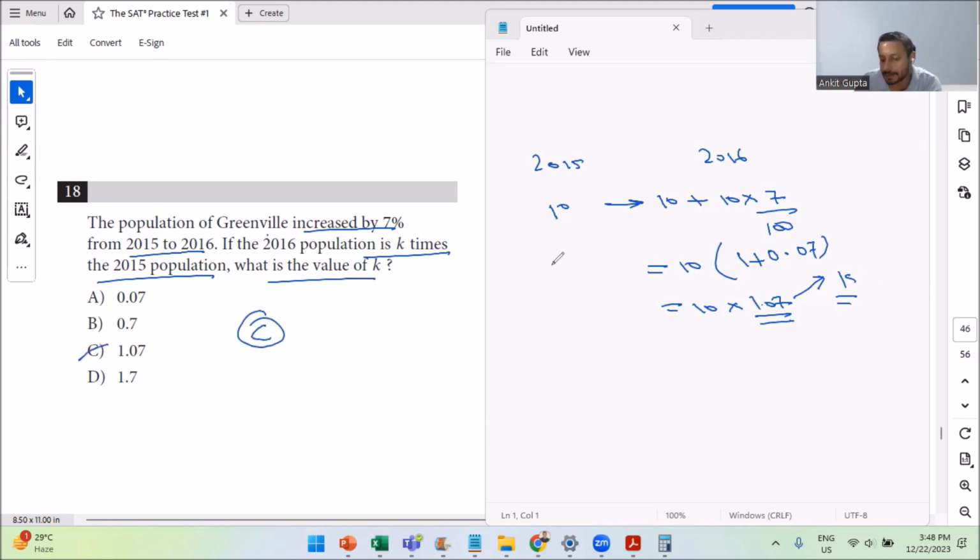A couple of trap answers are given here. So let's say you forget this one. You'll end up getting 10 multiplied by 0.07 and will mark option A, which will be wrong. Or instead of 0.07, you might end up using 70 by 100, which is 70%, and might end up getting option D, which will also be wrong. So make sure that you're doing these calculations properly. I know it's an easy problem, but we need to make sure that we are getting the right answer.